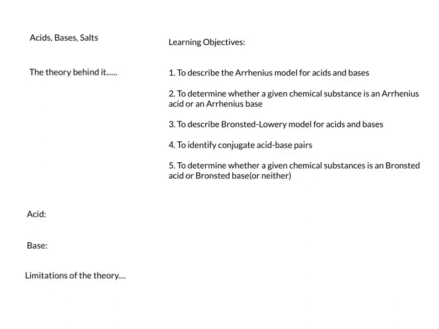We should all be able to write word and balanced symbol equations, including ionic equations where relevant, for all reactions described in this topic. Our learning objectives for today are to describe the Arrhenius model for acids and bases, to determine whether a given chemical substance is an Arrhenius acid or Arrhenius base, and to describe a Bronsted-Lewis model for acids and bases. We should all be able to identify conjugate acid and base pairs and determine whether a given chemical substance is a Bronsted acid or Bronsted base.